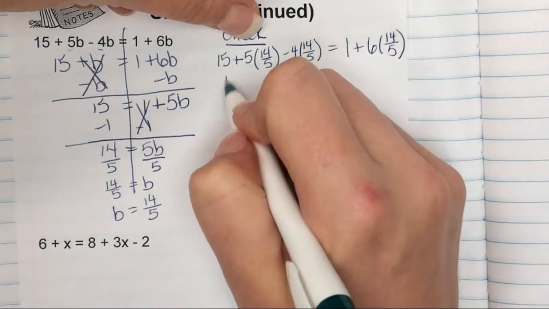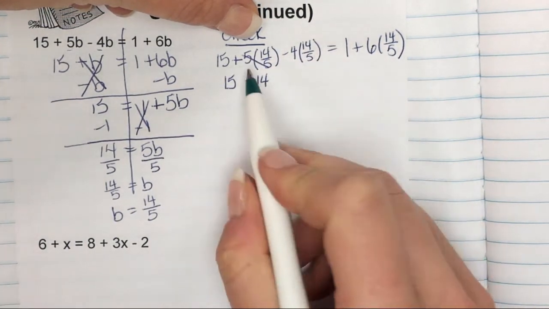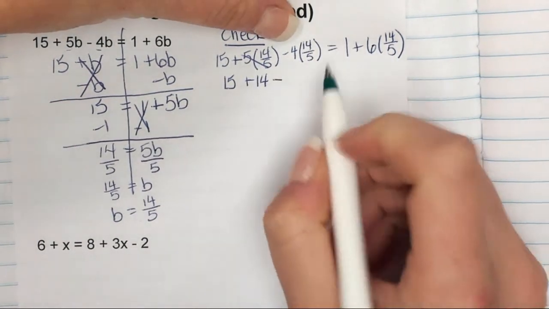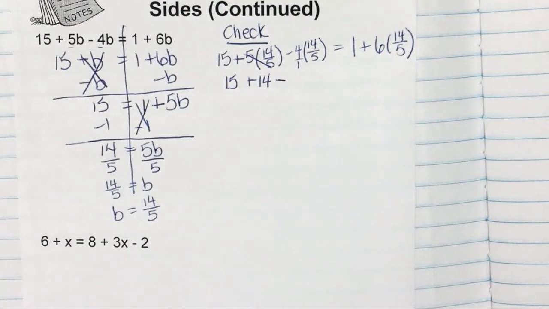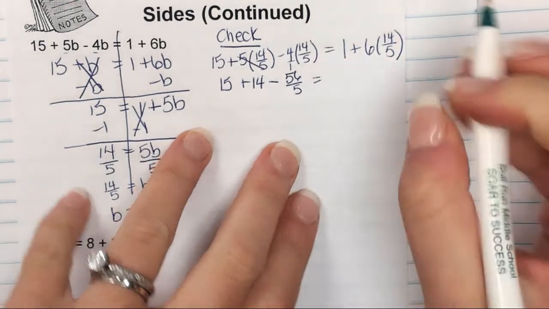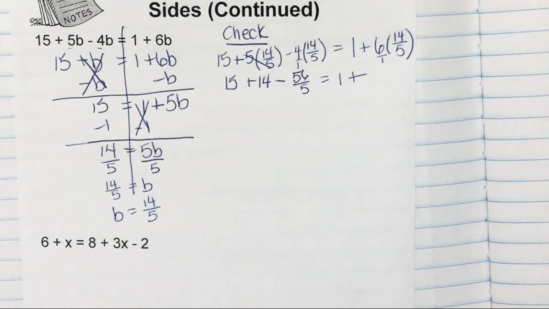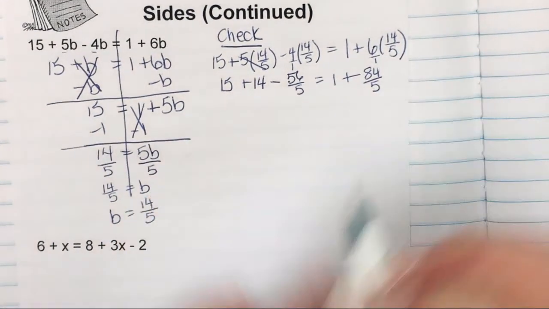So here, this is going to be 15 plus 14. Notice when I multiply and divide by 5 at the same time, this cancels out. Minus, put my 4 over 1 to multiply fractions and multiply straight across. So that's going to give me 4 times 14, 56 over 5, equals 1 plus, put the 6 over 1, 6 times 14 is 84 over 5.